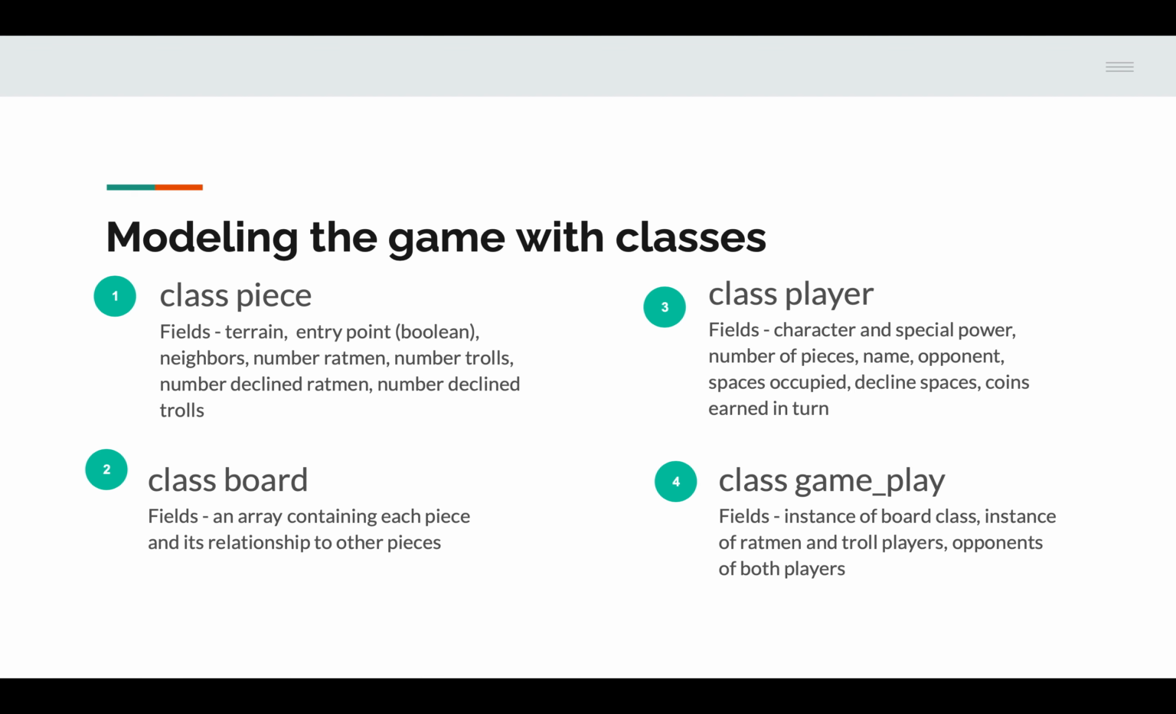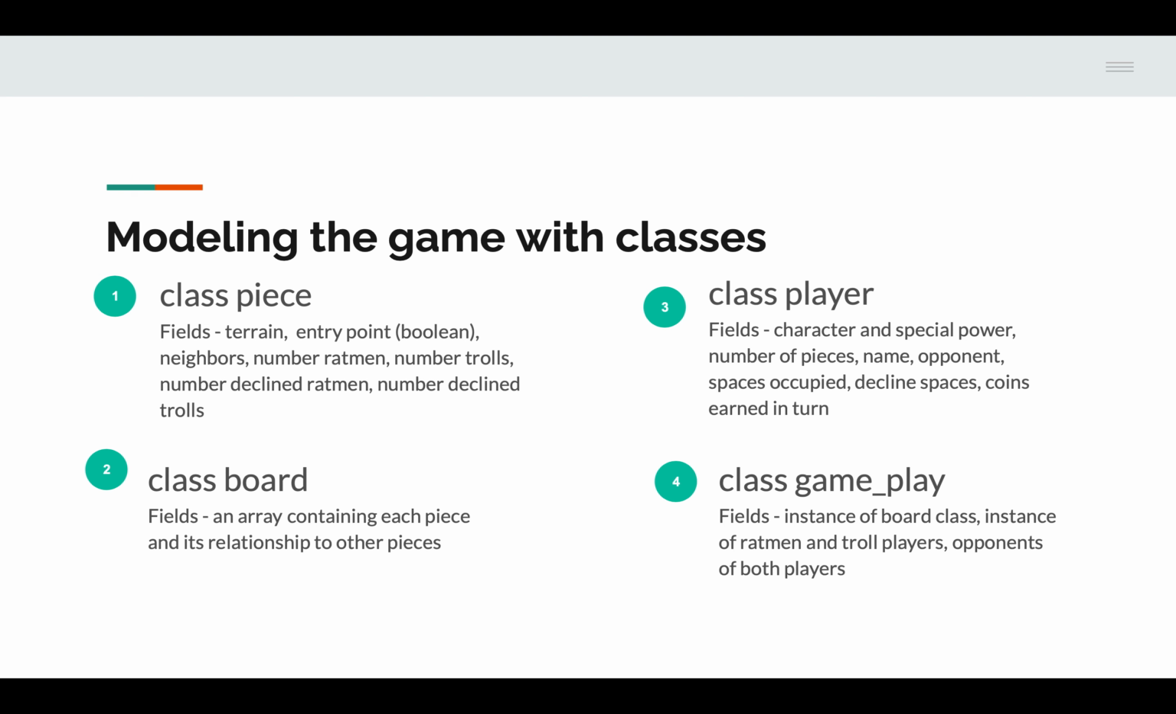They get 10 tokens. So I modeled the game with a piece class, which keeps track of what terrain type that is, the entry point, the number of rats and trolls alive and dead, and the board class is an array made up of instances of the piece class. And it keeps track of the piece and its relationship to other pieces.